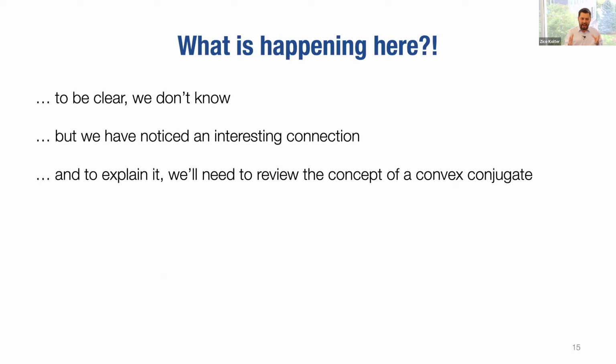But we have noticed something kind of interesting, and to explain it, we're going to need to use a bit of math, and particularly talk about the concept of what's called a convex conjugate. So now I'm going to do a little dive into a bit of detail about what we think might be happening here. And don't worry, the next, I would say, 5 slides are going to be a little bit of a deep dive into it. But for those that find this gets a bit too detailed, don't worry, we'll pop out in the end and talk about the implications of this approach.